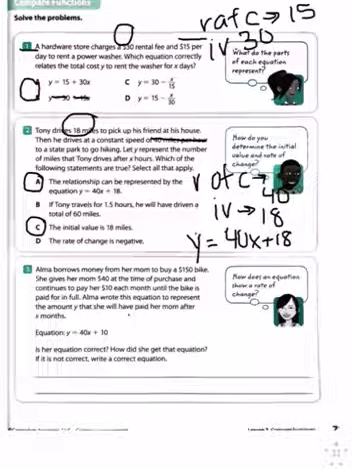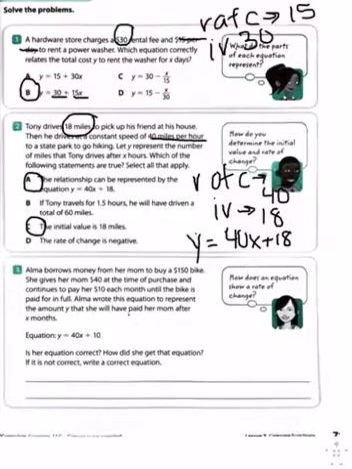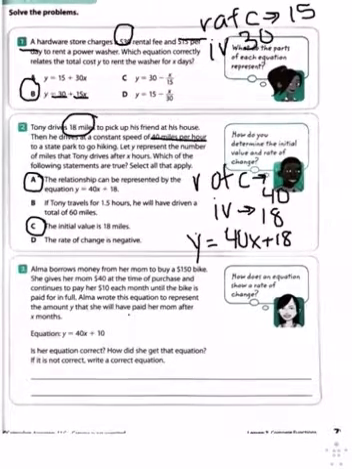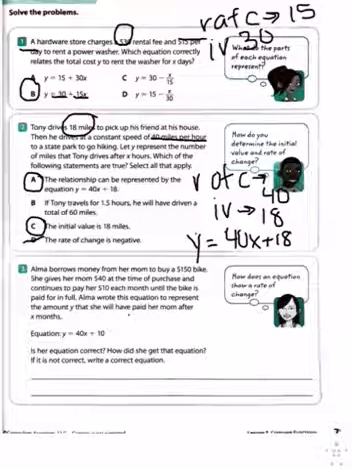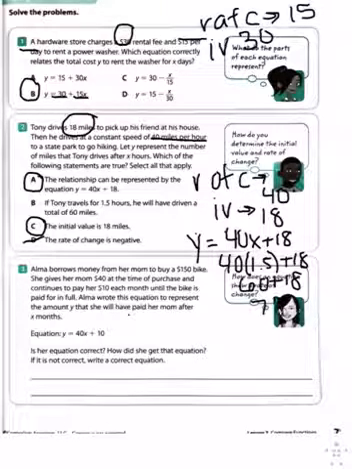Letter D, it says the rate of change is negative. We determined that the rate of change was 40, and so letter D is not correct. So we're not going to pick D. And for letter B, we actually have to solve it. So if we put 1.5 in for X, 40 times 1.5 is going to be 60. 60 plus 18 is 78, not 60, so B is wrong.